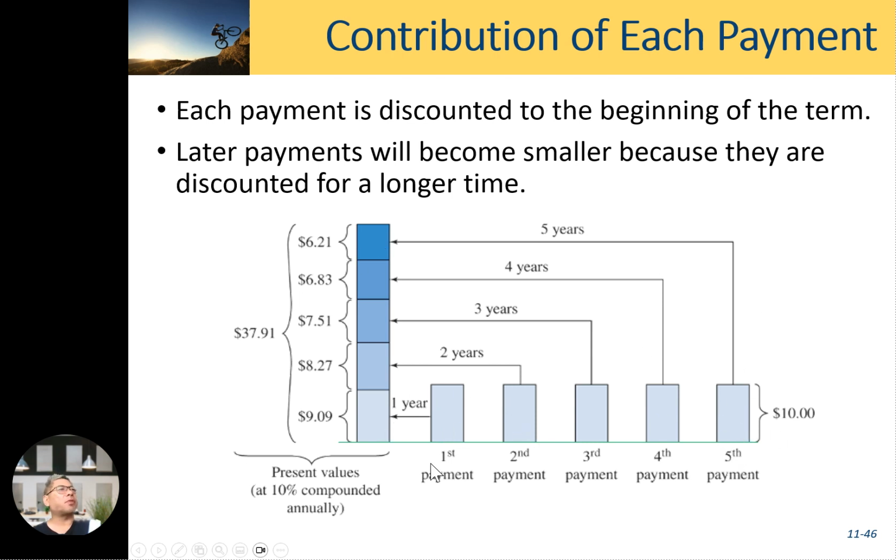That's the key part. First year is 9.09, second year will be 8.27, third year will be 7.51, the fourth year will be 6.83, the fifth year will be 6.21. Okay, because why? Because it is discounted at a later point.